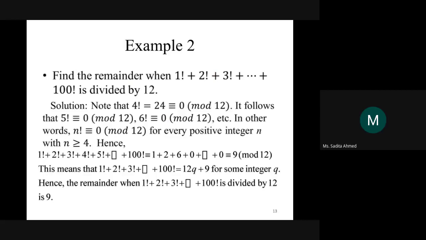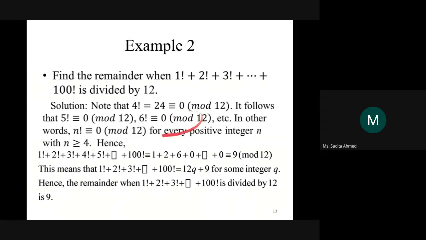Exactly, they're all divisible by 12 because all of the rest of the factorials will have 4 factorial somewhere there in the factors, all right? And because of that, we can say that the rest of the factorials, all of them are divisible by 12. So for all n greater than or equal to 4, we can say that n factorial is congruent to 0 mod 12. Okay, so we can say that.